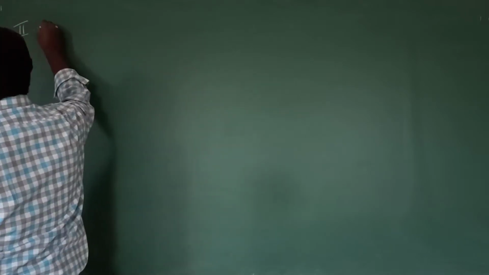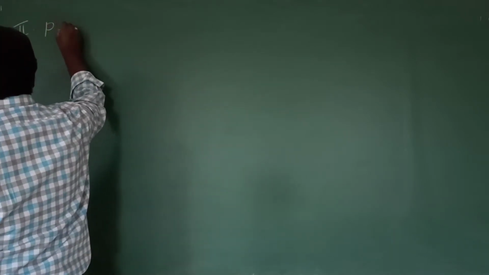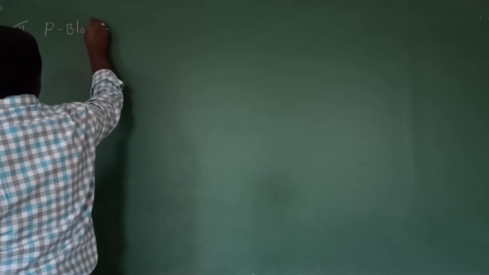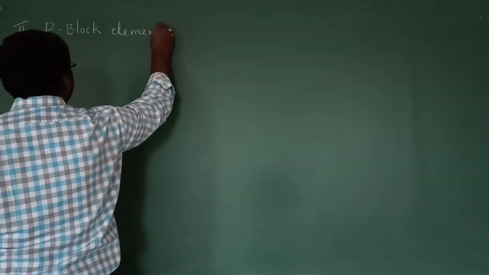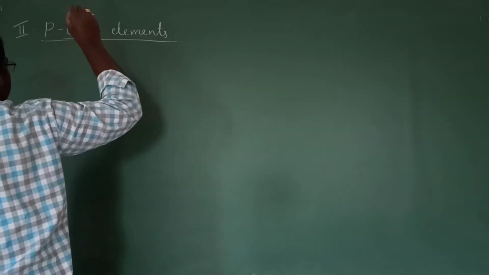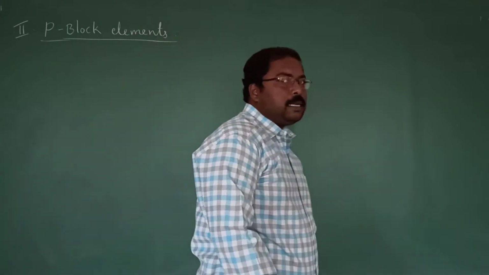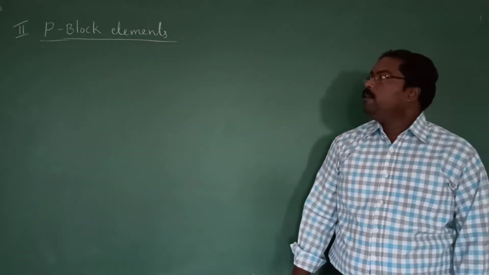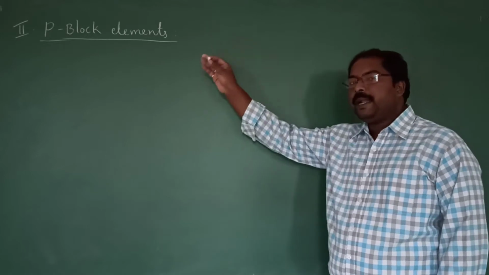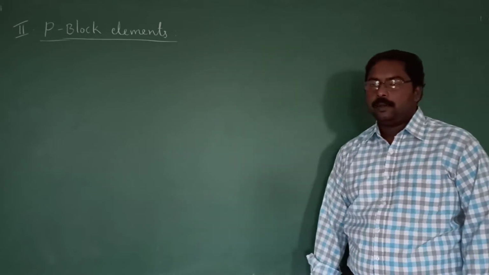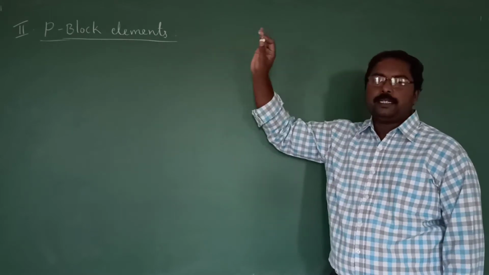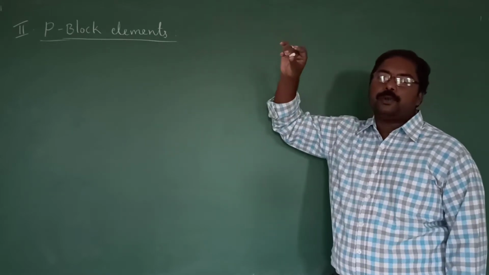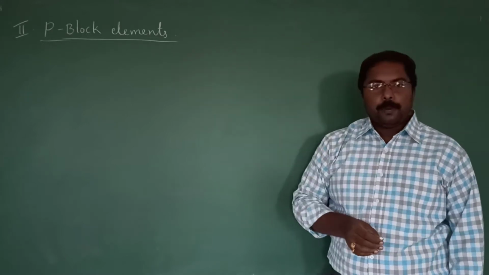The second type of elements in the periodic table, that is P block elements. As we already discussed S block elements, now it will be easy to understand what is meant by P block elements. From the definition of S block elements, we will come to know what is meant by P block elements.